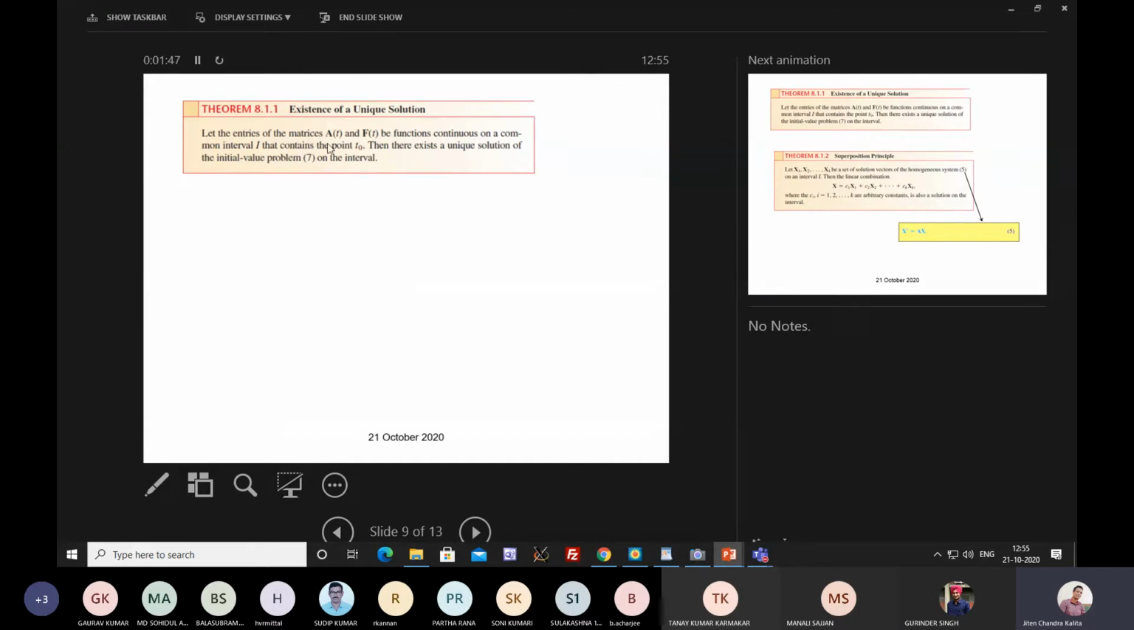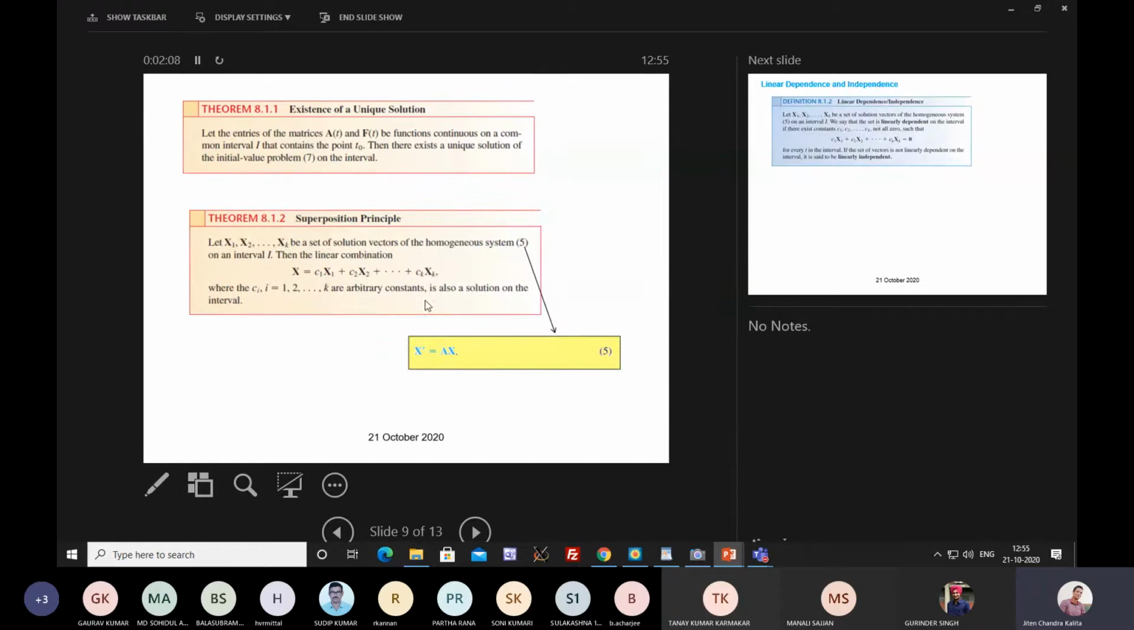Okay. So now again, the existence of a unique solution. If the entries of the matrix A(t) and F(t) are continuous functions on a common interval I that contains the point t naught, then for the initial value problem that we have defined, there exists a unique solution of the initial value problem 7 on that interval. Okay, and you already know the superposition principle.